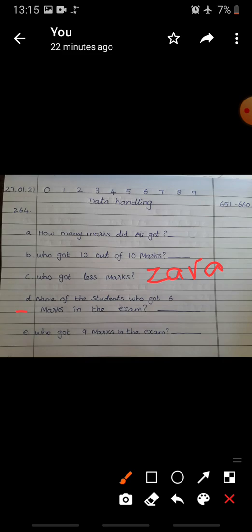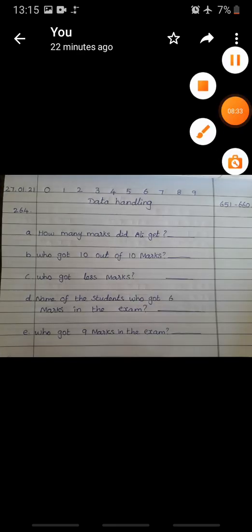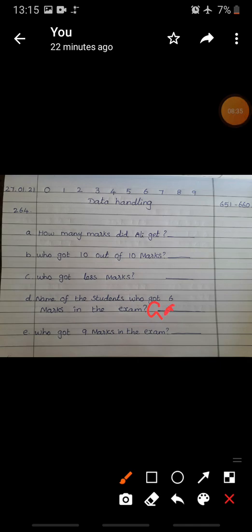Then come to the question number D. Name of the students who got 6 marks in the exam. We have to check it now. Here Gabriel and Ahmed got same marks, okay. So 1, 2, 3, 4, 5, 6. These two got the same mark as 6, okay. Here you have to write their names. Gabriel and Ahmed, right? Here you have to write these two names.